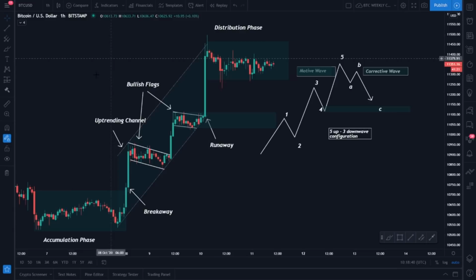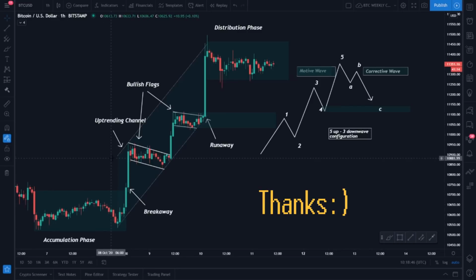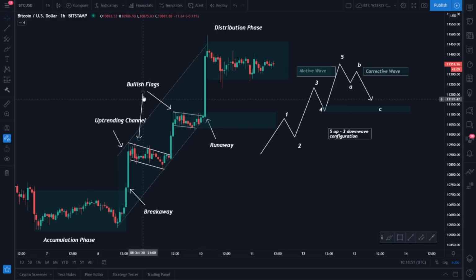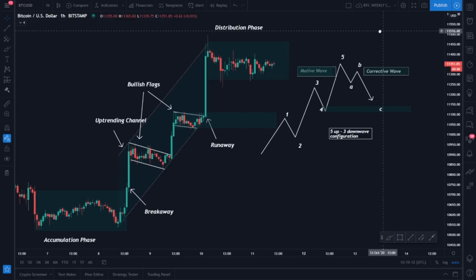So now if we look at this price structure in an hourly time frame, guys, you can see the accumulation phase, the uptrending channel, and when we were heading to the upside the price also formed a really nice bullish flag breakout, again a similar price structure, a bullish breakout, and this here was a runaway. So you can see a massive pump, and now this could be an indication the price may be in a distribution phase. Doesn't mean that it has to drop, guys, as I said.